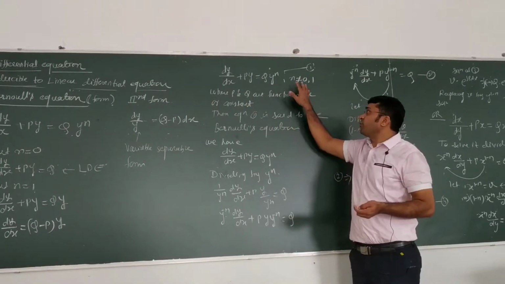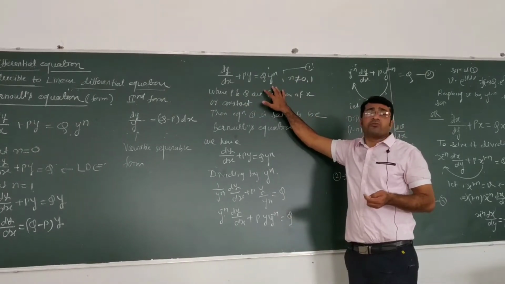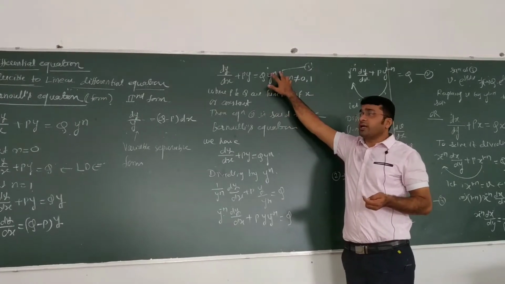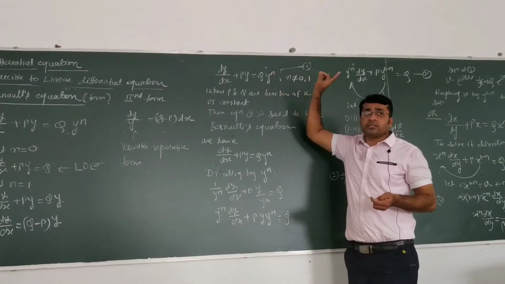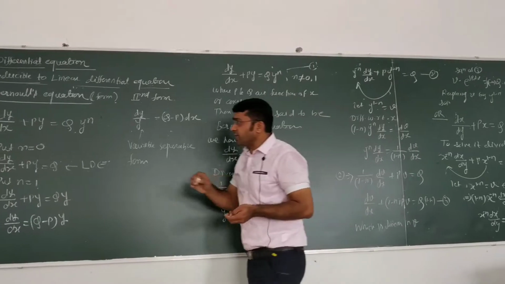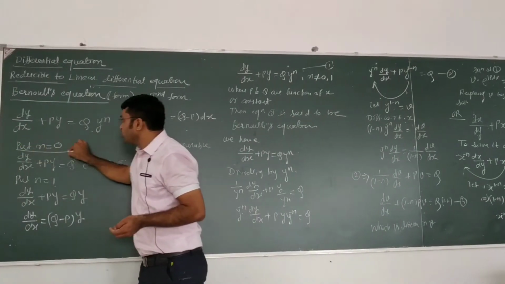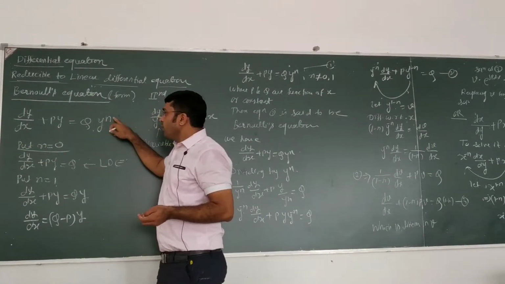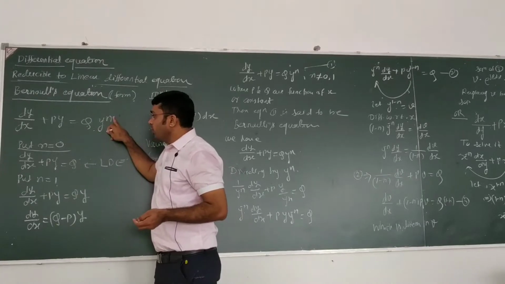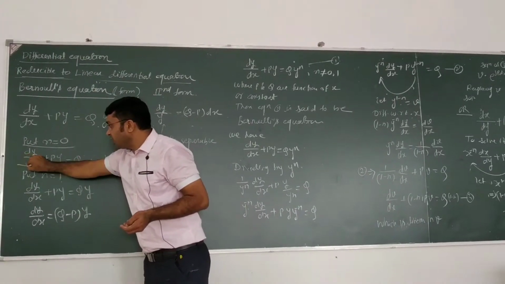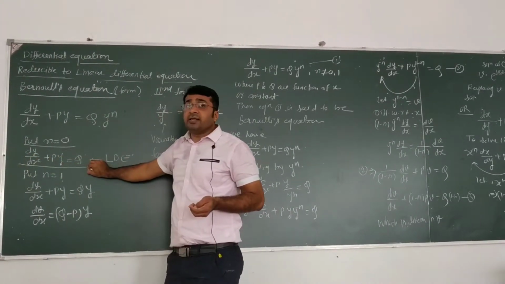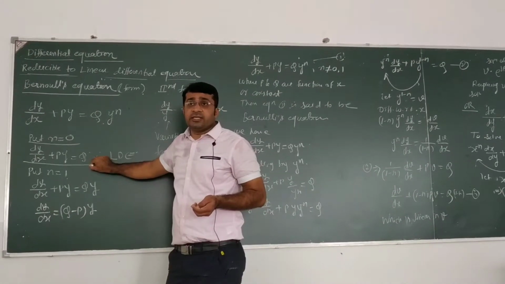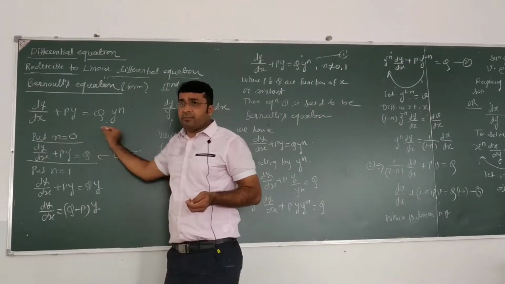Now suppose if I put the n equals to 0 here, what will happen? Y to the power 0 will be, y to the power 0 is what? 1. So the equation that I have written here, I put the n equals to 0 in the equation, where if I put n equal to 0, I get this equation, and this we know that this is nothing but the linear differential equation which is linear in y, okay, and can be solved by the linear concept.